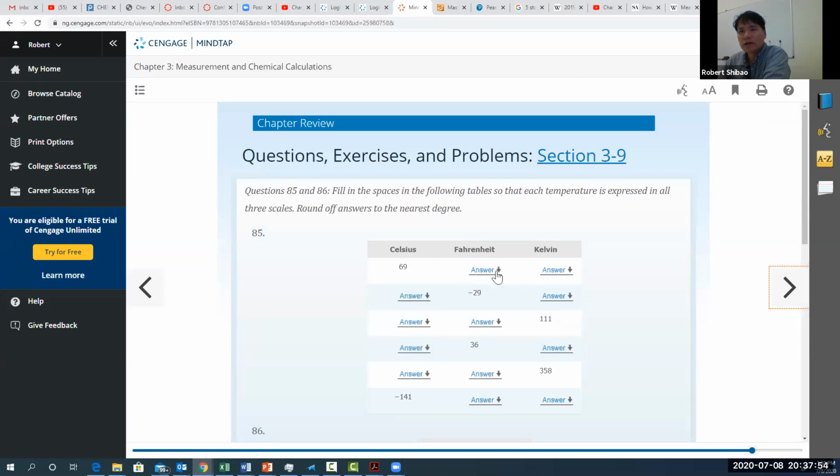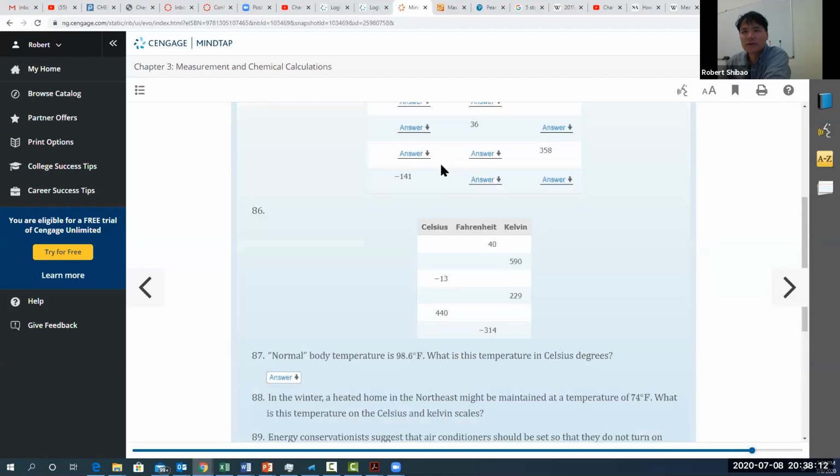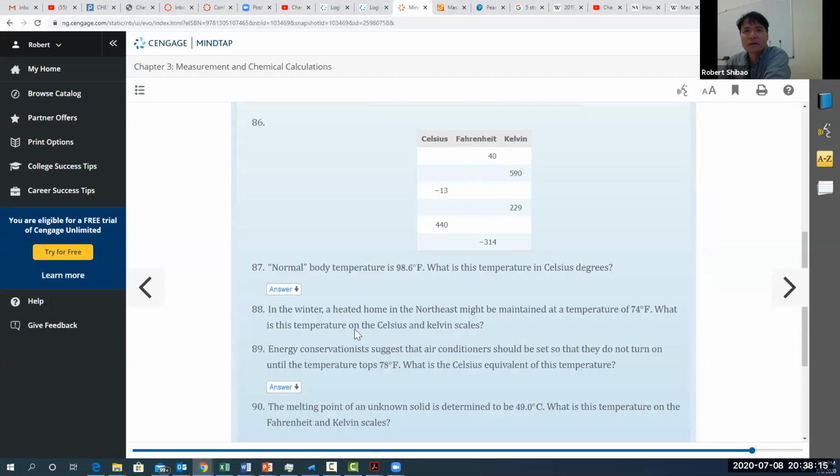These are temperature conversions. So we just plug and chug in the equation. You either memorize it or derive it. We already did that. So 69 Celsius, that's pretty hot, is 156 Fahrenheit. Kelvin, 342. You can just do your calculation. Do a few of these, make sure you can do those right.